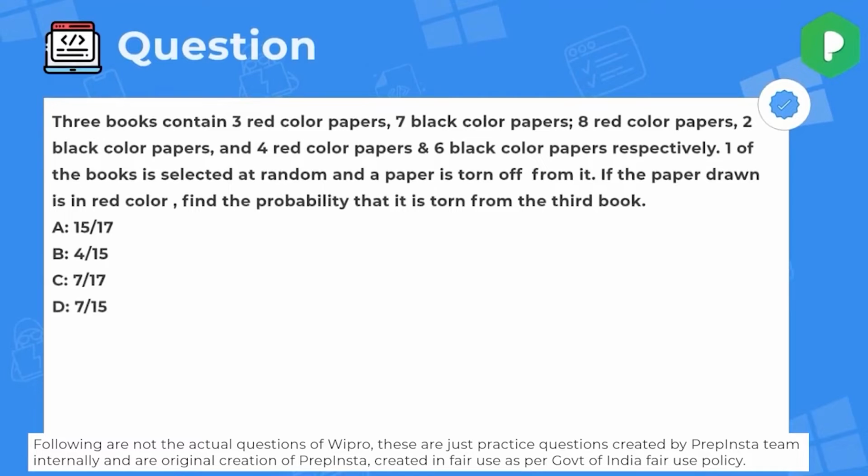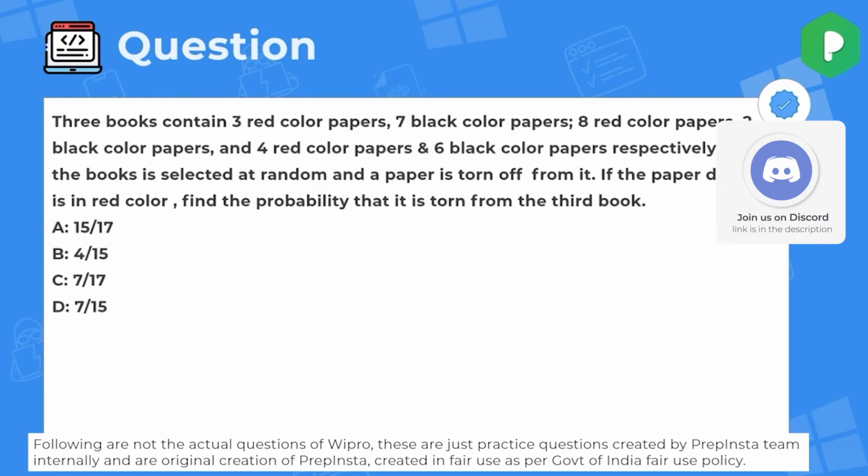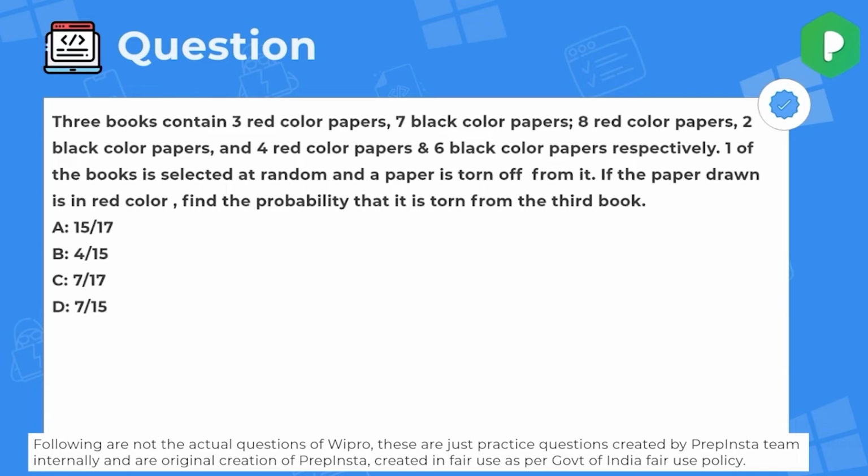3 books contain 3 red color papers and 7 black color papers, 8 red color papers and 2 black color papers, and 4 red color papers and 6 black color papers respectively. One of the books was selected at random and a paper is torn off from it. If the paper drawn is red in color, find the probability that it is torn from the third book. For this problem, I am giving you 1 minute. Your timer starts now.